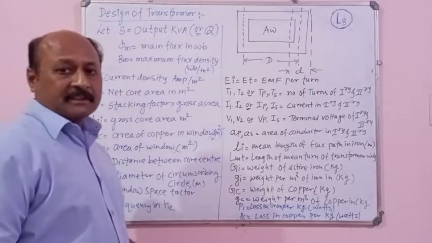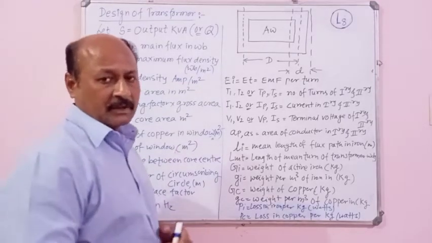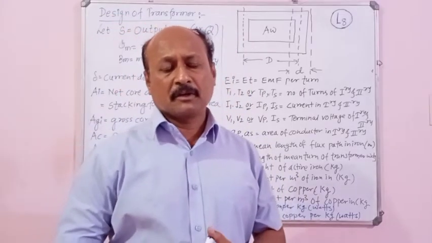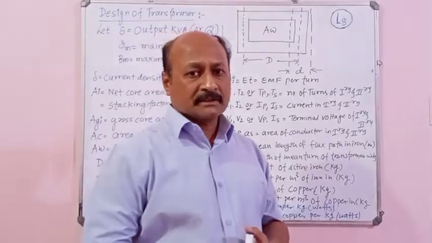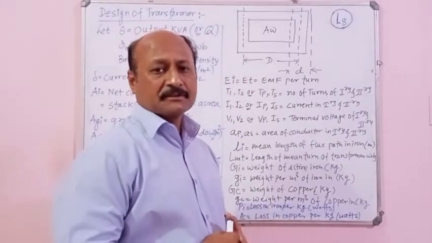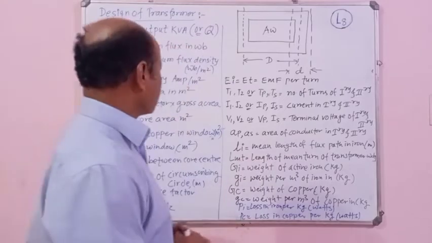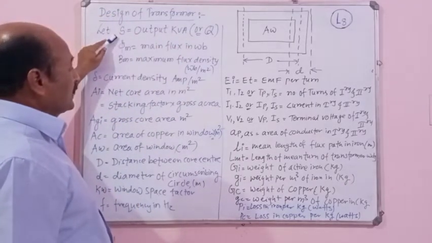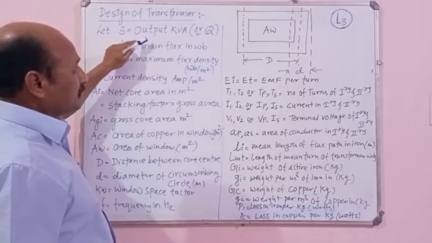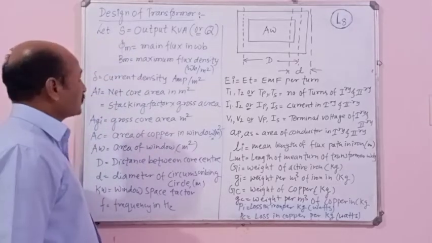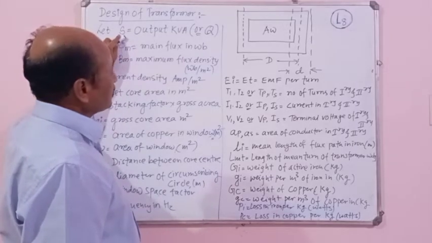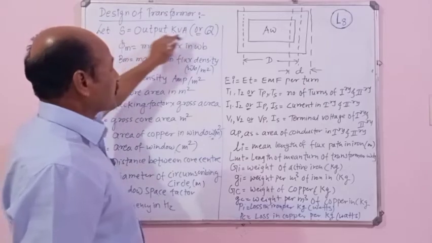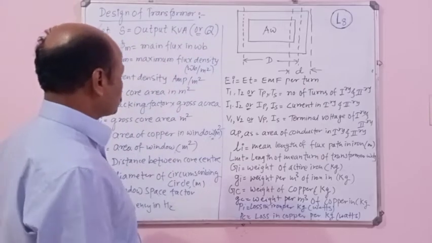So the next topic is the design of the transformer. While designing the transformer, you have to use different abbreviations. First of all, we are going to see the different abbreviations which are useful while designing the transformer. The first abbreviation is S. S is the output kVA, or in some books the output kVA is also denoted by capital Q. Capital S or capital Q is the output kVA.